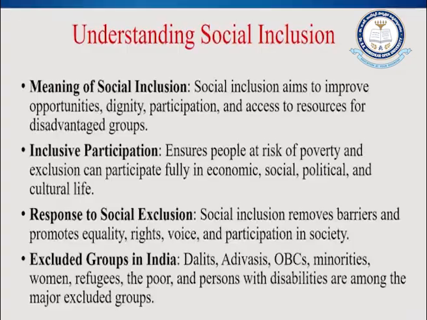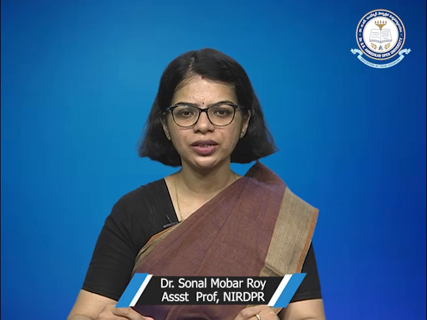So, coming to the meaning, social inclusion aims to improve opportunities, dignity, participation and access to resources for disadvantaged groups. Now, which are the groups that are called or labeled as disadvantaged? These are the SCs, STs, OBCs, minorities and the differently abled in the country. When we are talking about their inclusive participation, we have to ensure people at risk of poverty and exclusion can participate fully in economic, social, political and cultural life. They have access to these platforms for better quality of life.